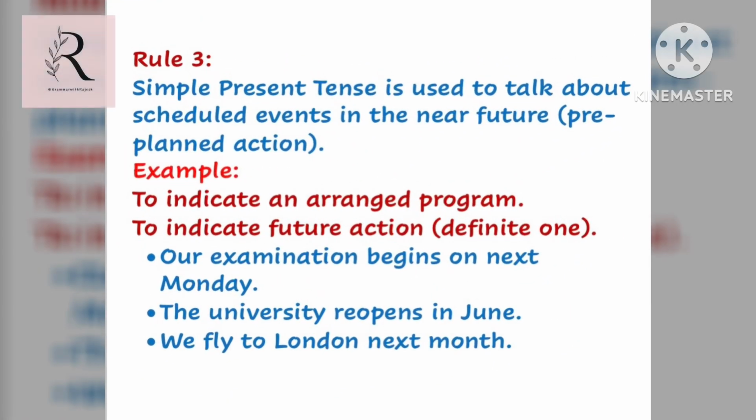Rule number 3. Simple present tense is used to talk about scheduled events in the near future, pre-planned actions. For example, our examination begins next Monday. The university reopens in June. We fly to London next month. These are the examples for scheduled events in the near future and pre-planned actions.